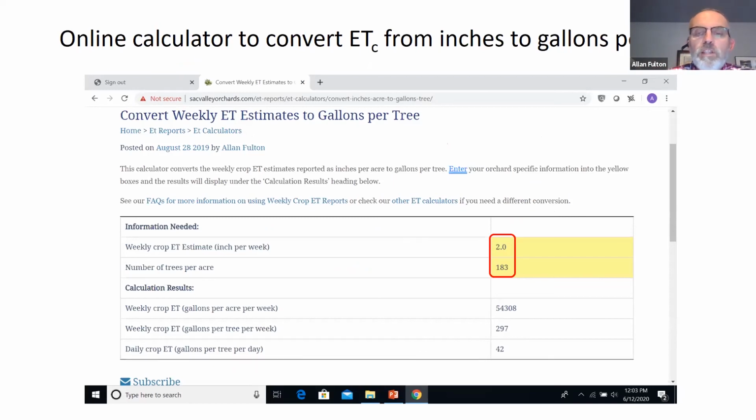If you are not feeling like doing the hand calculation, we try to provide you some calculators on our Sac Valley Orchard website under the ET report section. Here you can see the 2 inches of ET plugged into the calculator, the 183 trees per acre that is planted, and here it's doing the math for you. Over 54,000 gallons of water transpired from the orchard per acre, which equates to 297 gallons per week per tree, or 42 gallons per day per tree.